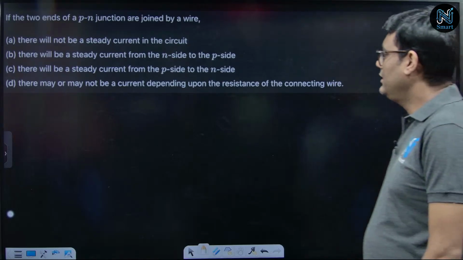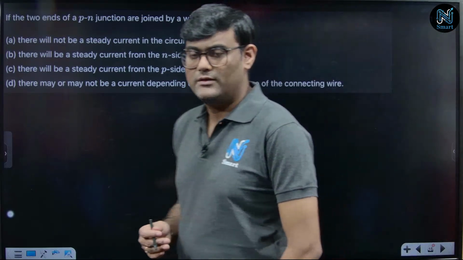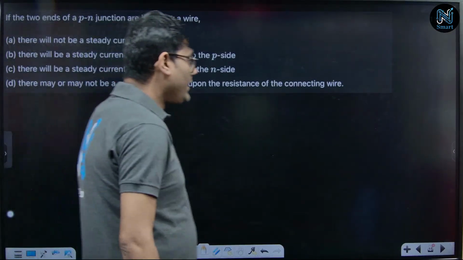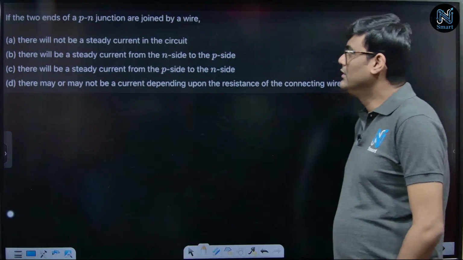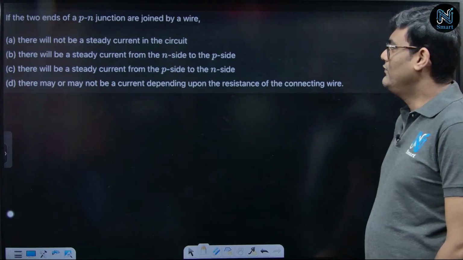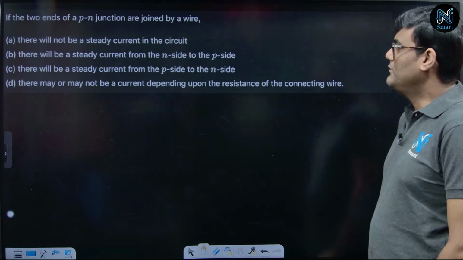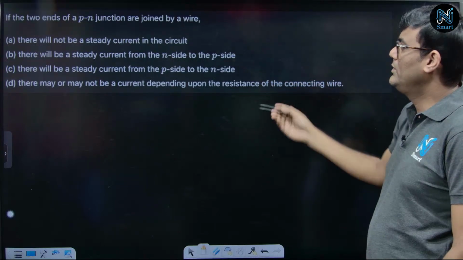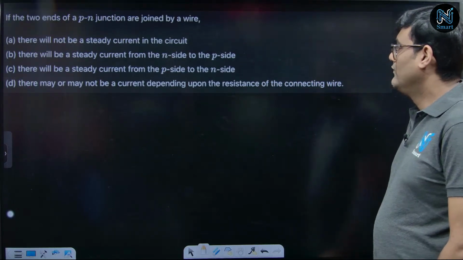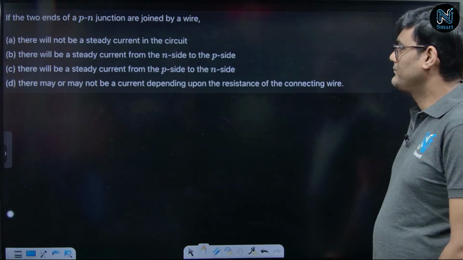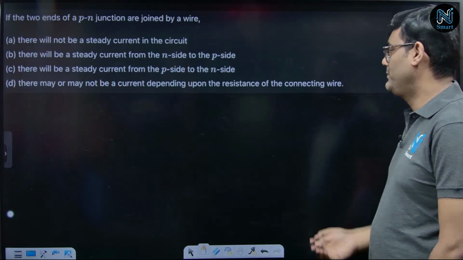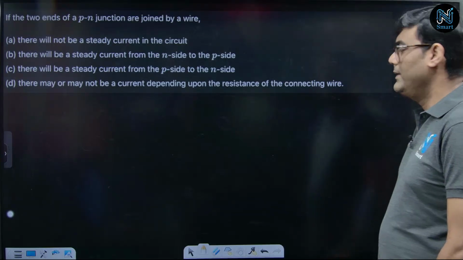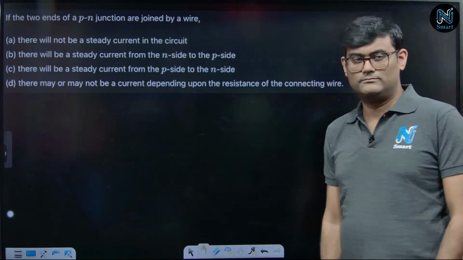Next question is a conceptual question based on the theory only. বলছে if two ends of a PN junction are joined by a wire, which option is correct? There will not be a steady current in the circuit, there will be a steady current from the N side to P side, there will be a steady current from P side to N side, or there may or may not be a current depending on the resistance of the conducting wire.